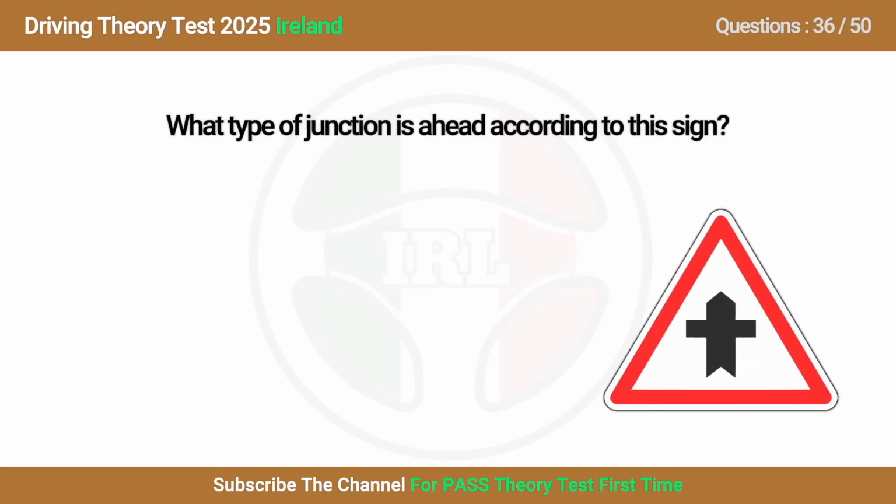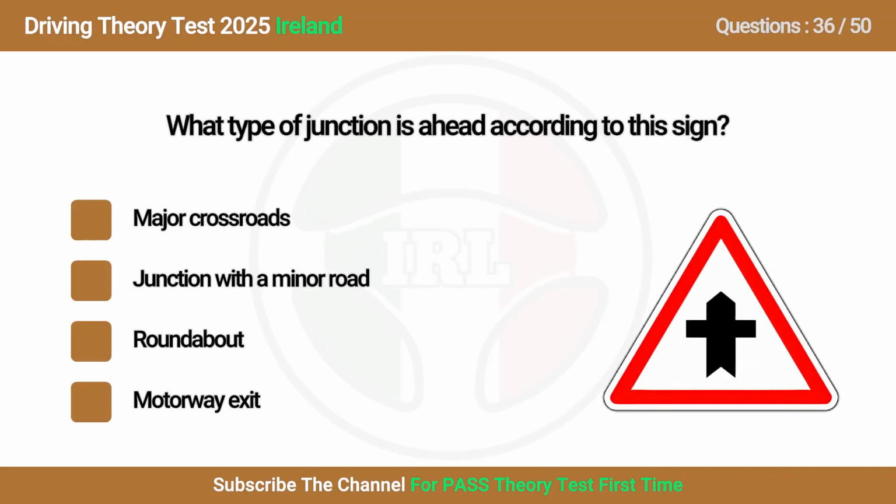Question 36. What type of junction is ahead according to this sign? A. Major crossroads. B. Junction with a minor road. C. Roundabout. D. Motorway exit.